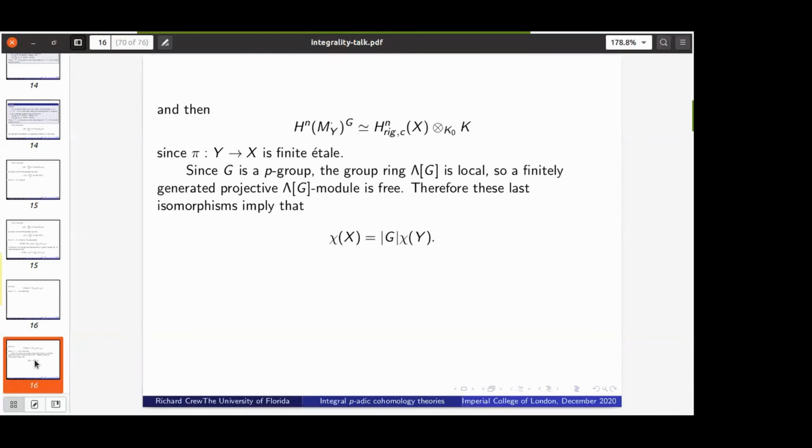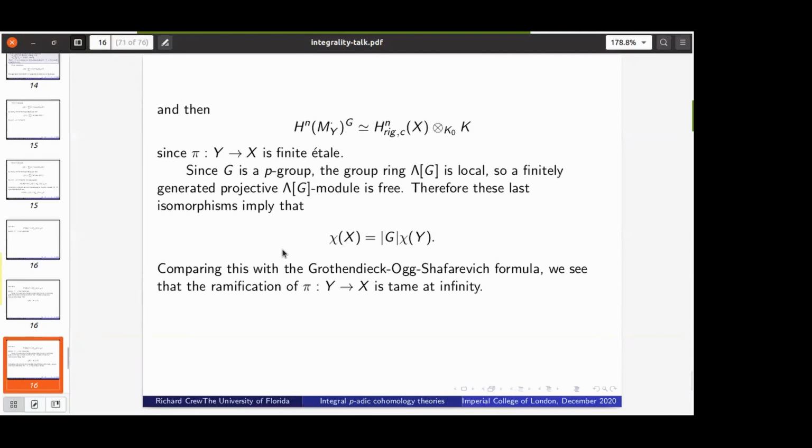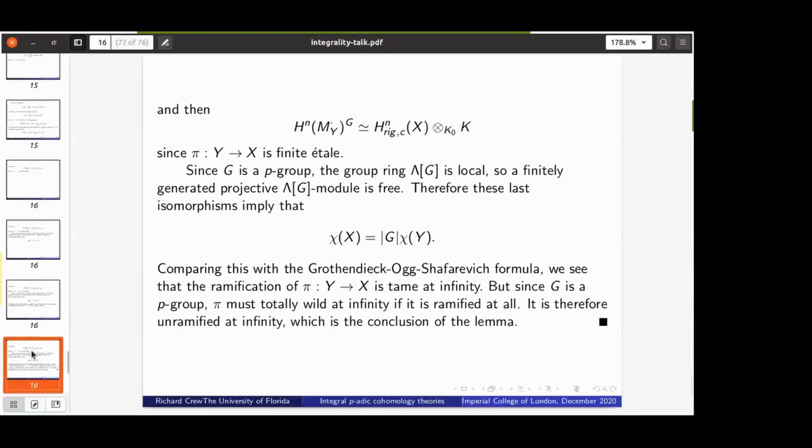And this is just so wrong. If you compare this with the Grothendieck-Ogg-Shafarevich formula, this can only hold if the ramification of pi is tame at infinity. But you know, G is a p-group, so if pi ramifies at all, it has to be totally wild at the ramification points, which are therefore at infinity, at the points of the completion Y bar that are not in Y. So what this means, of course, is that pi is unramified at infinity, and that is the conclusion of the lemma. Okay, so that's that.